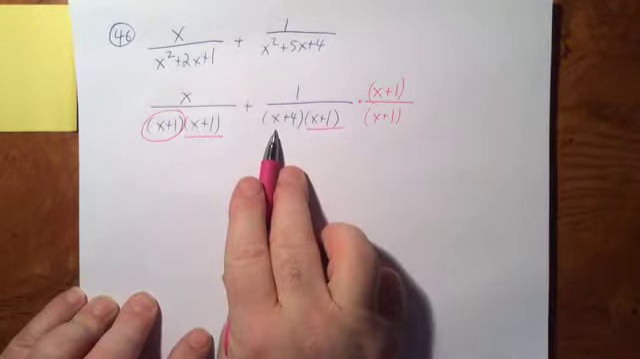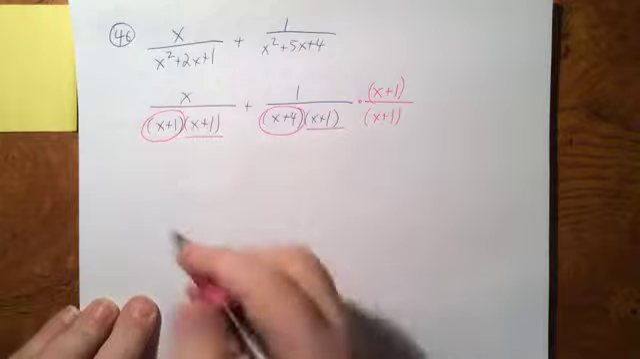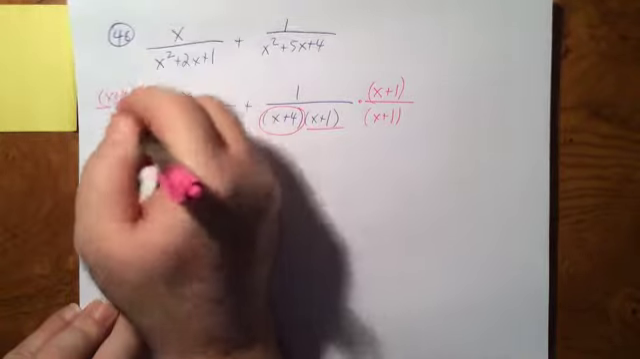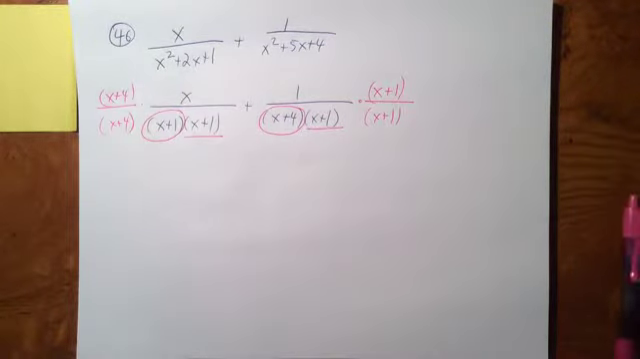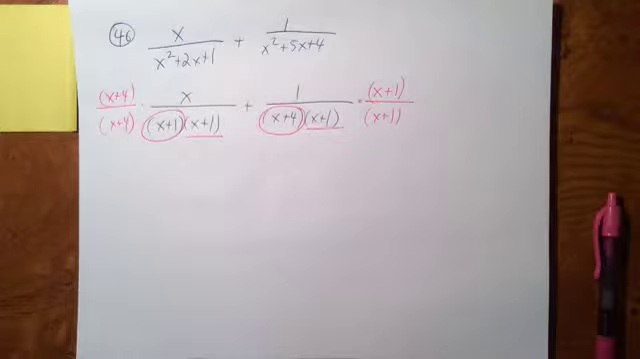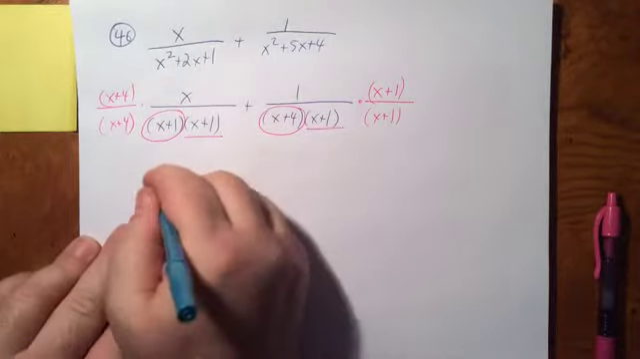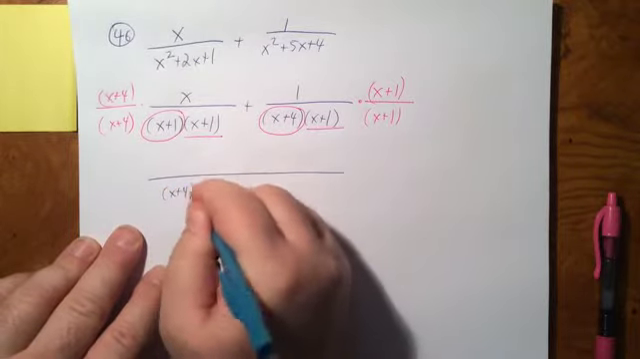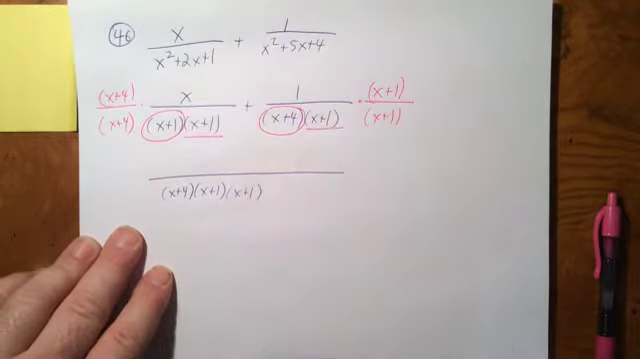So over here in the second fraction, I now have an x plus 4 that's not in common with anything over here. So I'm going to take the top and bottom and multiply it by that. So let's consolidate this together a little bit. So I'm going to have basically x plus 4 times x plus 1 times x plus 1.